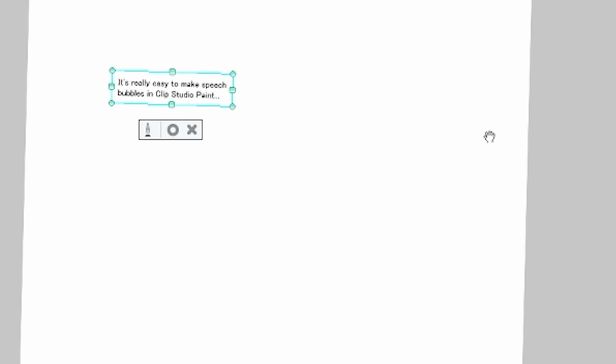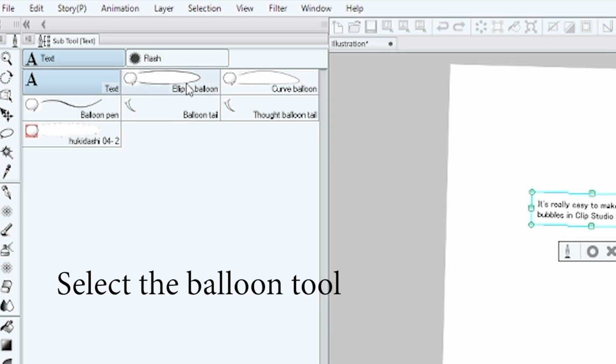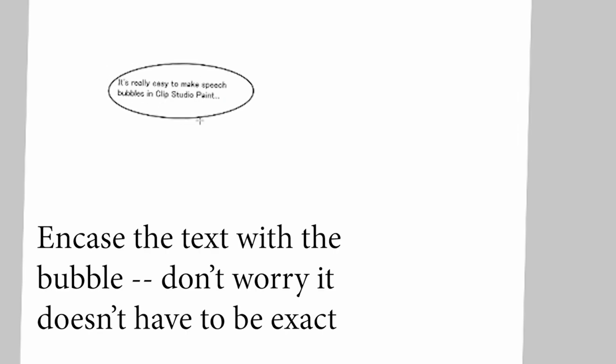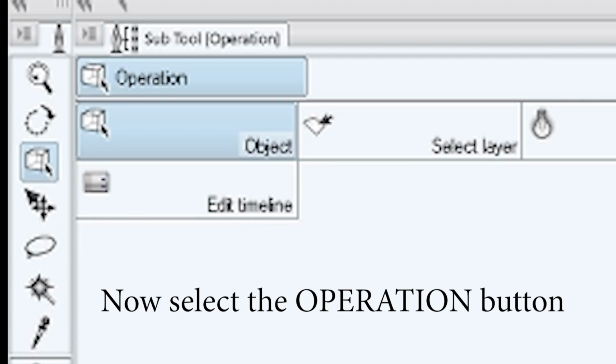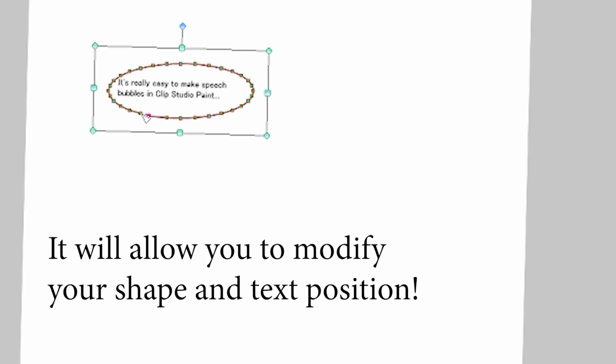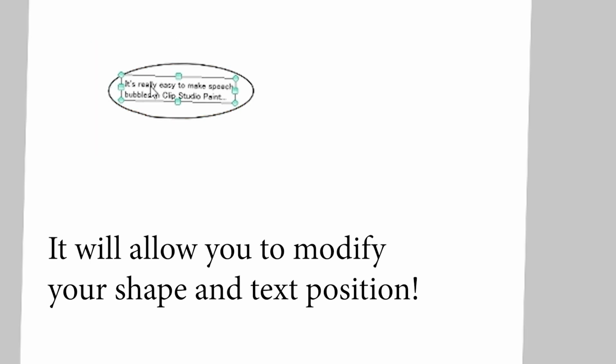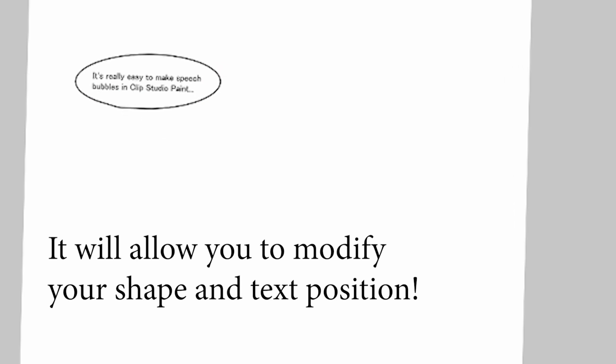The next step is to go back to the text tool and choose the ellipse balloon tool that we're just gonna surround our text with. It doesn't have to be exact, so don't worry. The reason it doesn't have to be exact is because there's this tool called the operation button. And the operation button not only lets you move specific nodes around, but it lets you move the text around as well as the entire speech bubble combo.